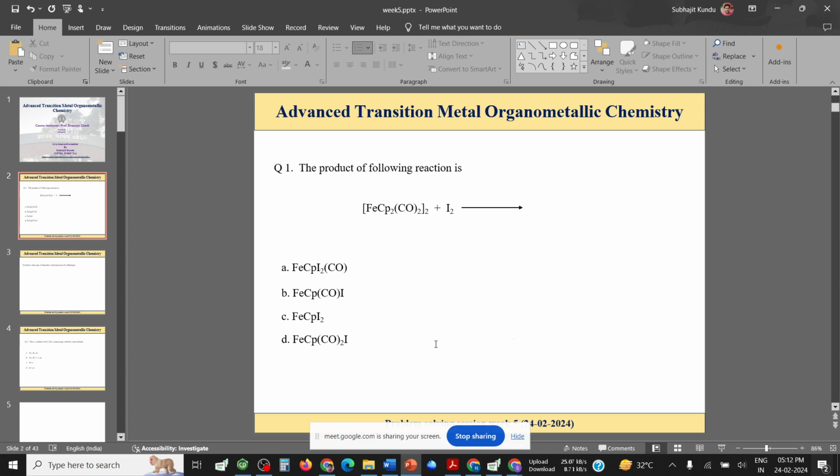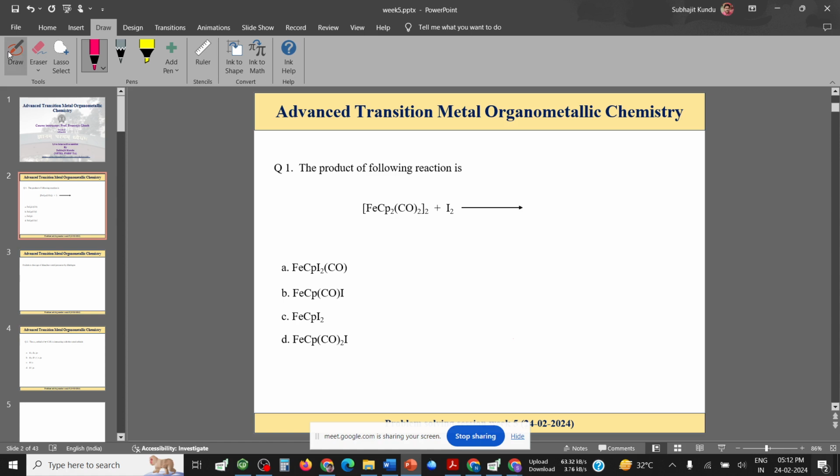First I will draw the structure of this complex, because this is another important structure in this organometallic series.